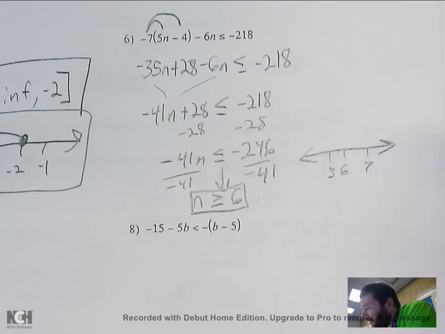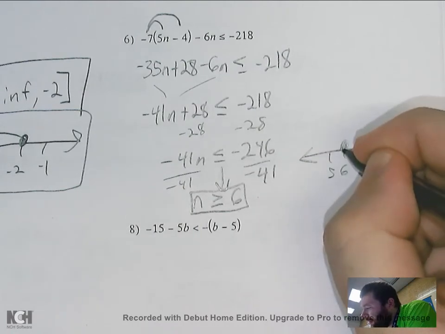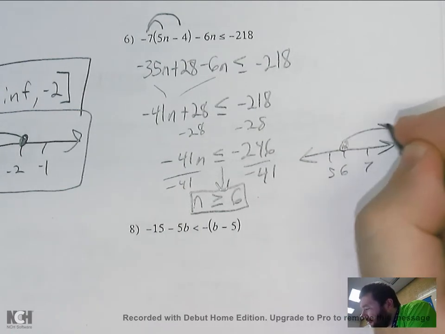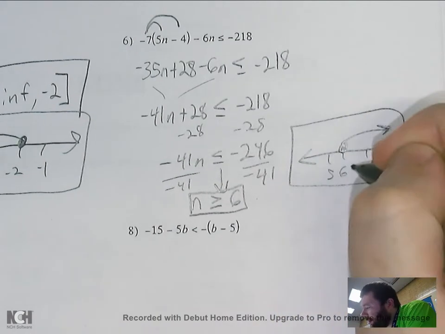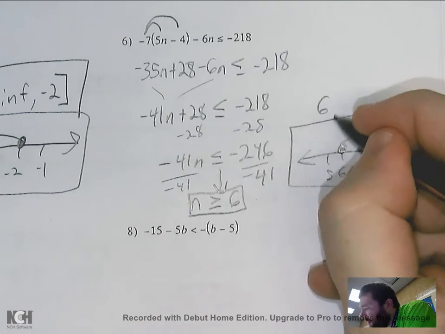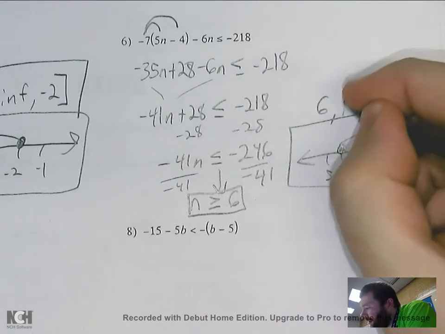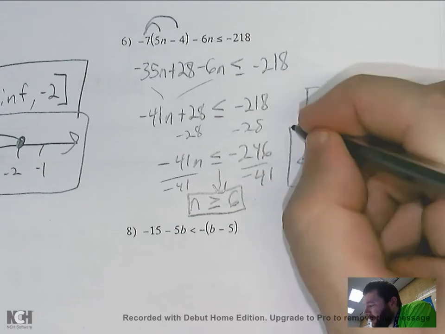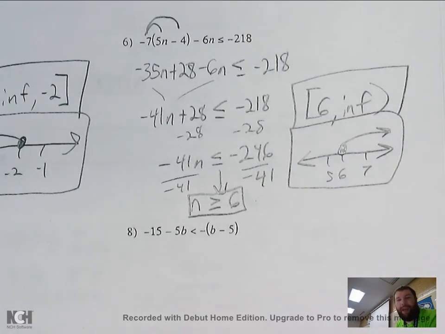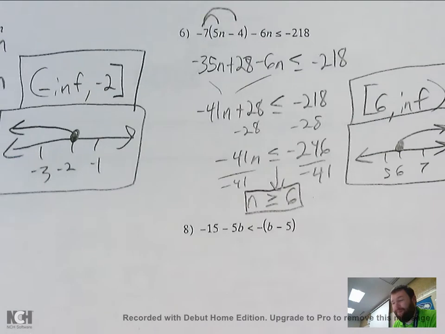5, 6, 7, and it's going to be a closed circle. It's eating the variable, so it's going to go to the right. There's your second answer, and then least number is 6, greatest number is infinity, and infinity has a parenthesis. 6 is going to have a bracket because of the closed circle. Okay, not too tough, right?